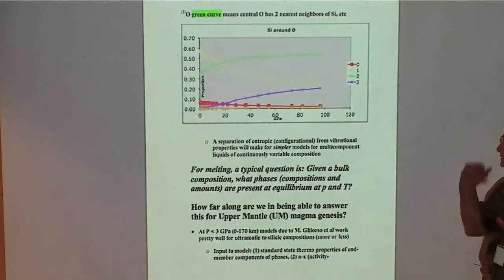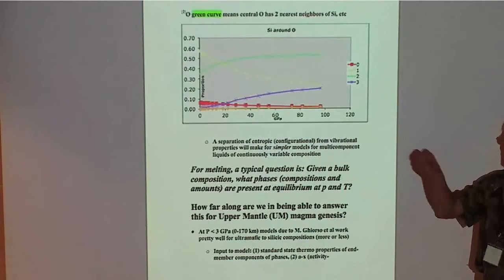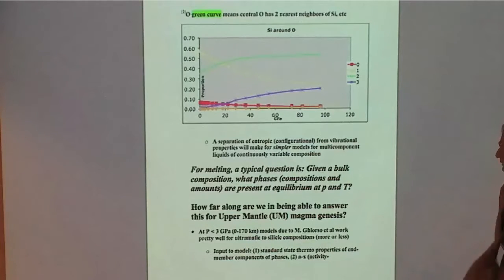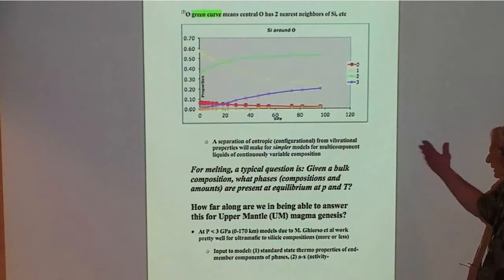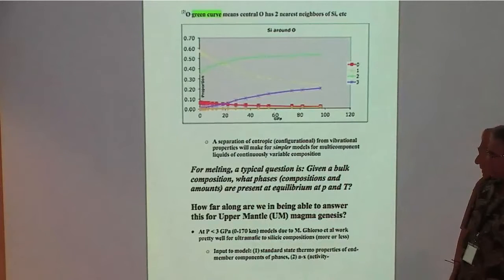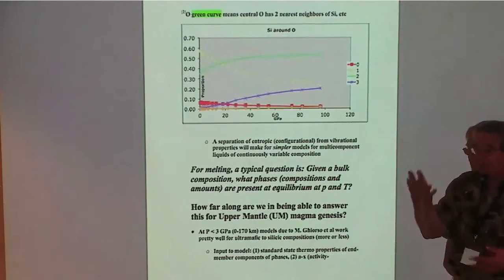Here's a prototype. You give me a pressure and a temperature and tell me how much melting, say 10%, and I'll tell you the composition of that liquid and the composition of all the phases that are in equilibrium with that liquid. What I'm going to be discussing here is some of these models. They work to about 170 kilometers, something like that. It works pretty well for ultramafic to very silicic compositions.